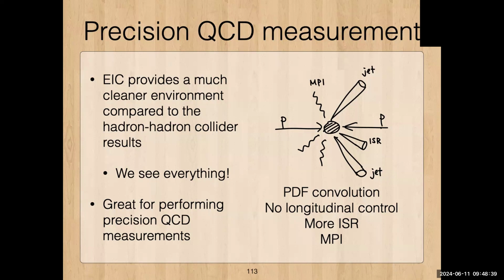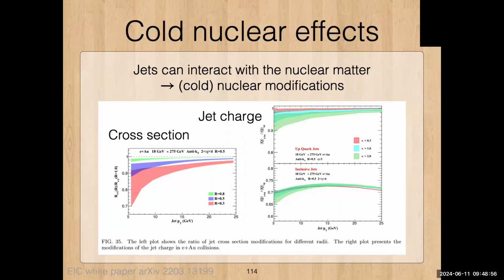And there are also some ISR and MPI effects in proton-proton collisions. But in the EIC, a lot of these are not there. And also we see everything, so we can reconstruct the whole event, which is nice. So we can perform some precision measurements here. Great. We can also use it to probe cold nuclear effects.